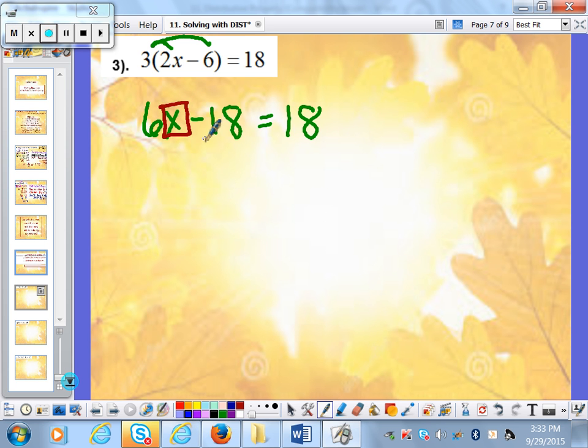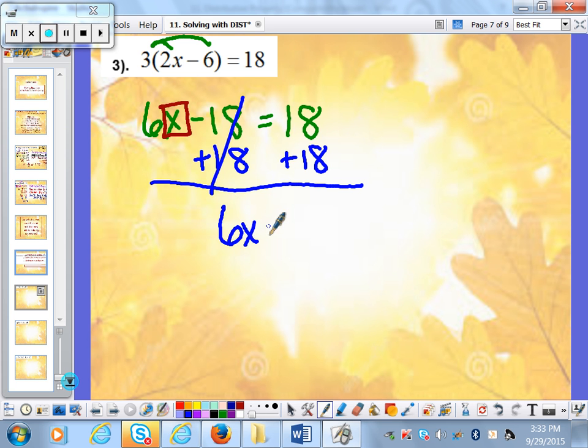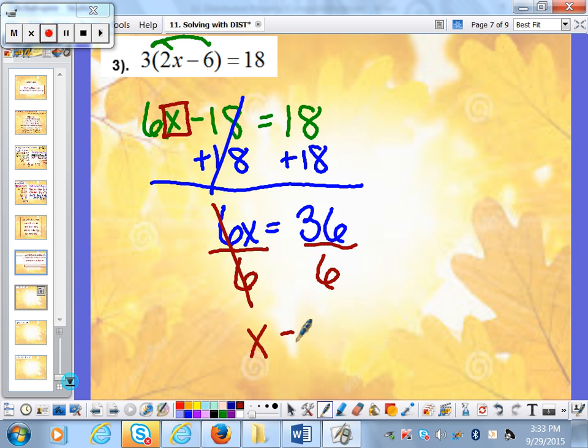We always eliminate or get rid of the constant first, or the number that is least connected to the variable, in this case the negative 18. I will add 18 to both sides to get rid of it over here. My new equation is now 6x equals 36. Lastly, I notice that it says 6 times x. To undo multiplication, we do division by that same number, that same coefficient, to get it to equal 1x. Do it on the other side. In this example, x is equal to 6.